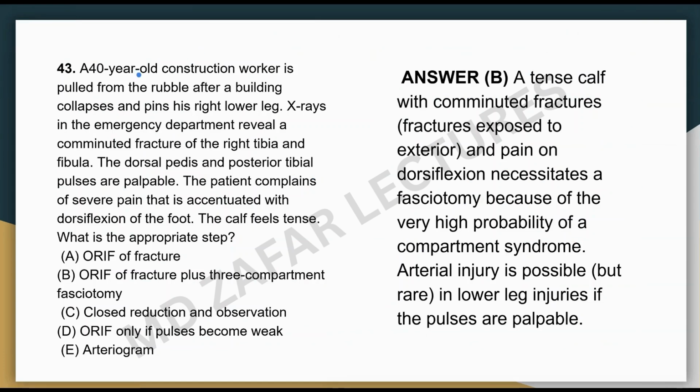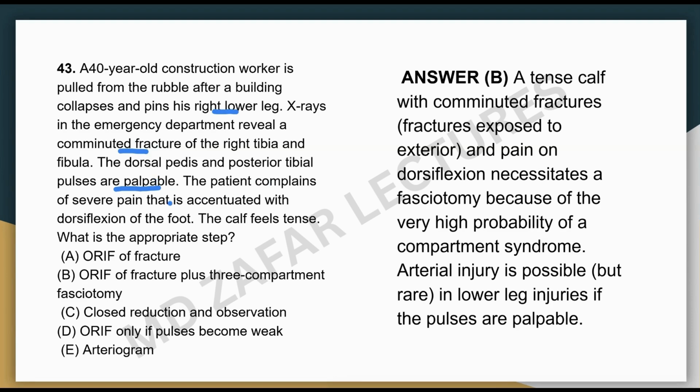So next up, we have a 40-year-old construction worker who is pulled from the rubble after a building collapse and pins his right lower leg. Now, X-ray in the emergency reveals a comminuted fracture of the right tibia and fibula. The dorsalis pedis and the posterior tibial vessels are palpable. So it's an orthotrauma MCQ in which there is a comminuted fracture and the pulses are present.